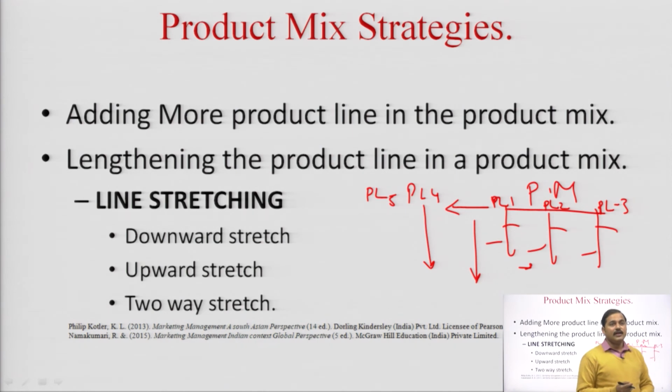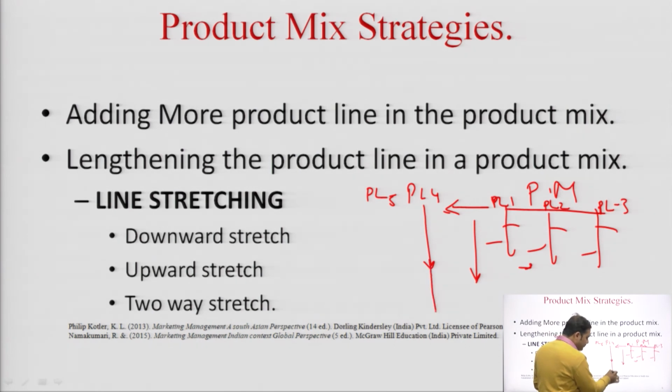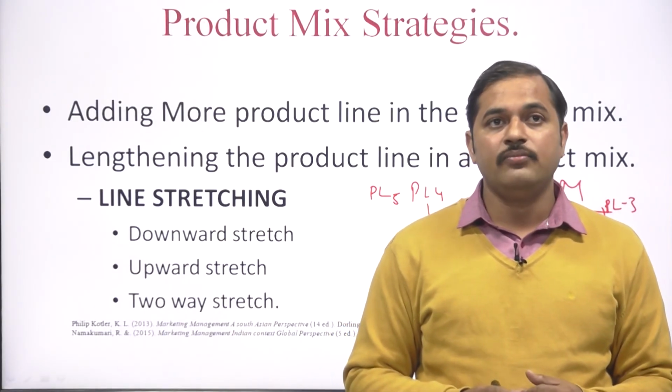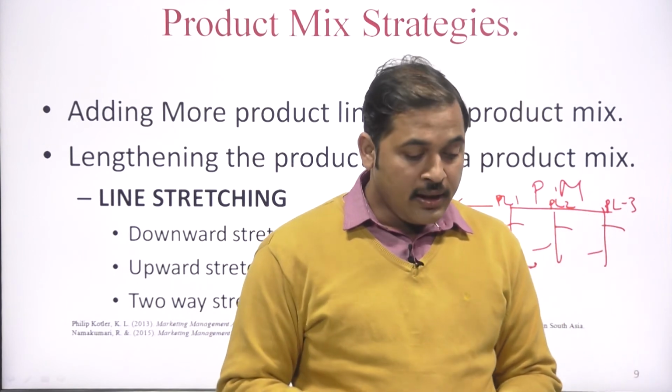The next one is lengthening of the product line in the product mix. That means now I have added more lines, and I just want to stretch this line more. Now, there are 3 ways of stretching a line. Either I can go for a downward stretch, an upward stretch, or a 2-way stretching of the product line.